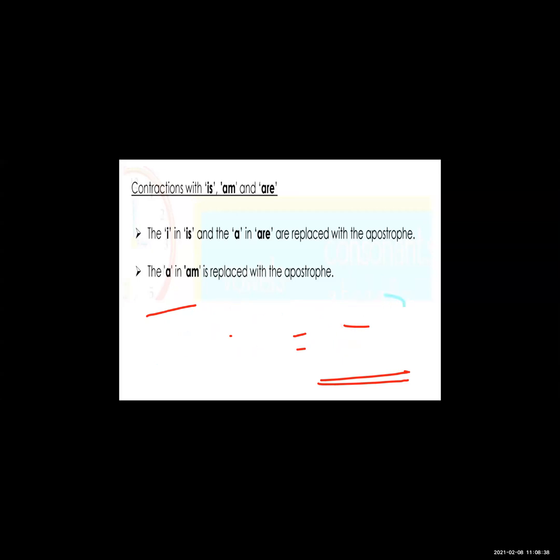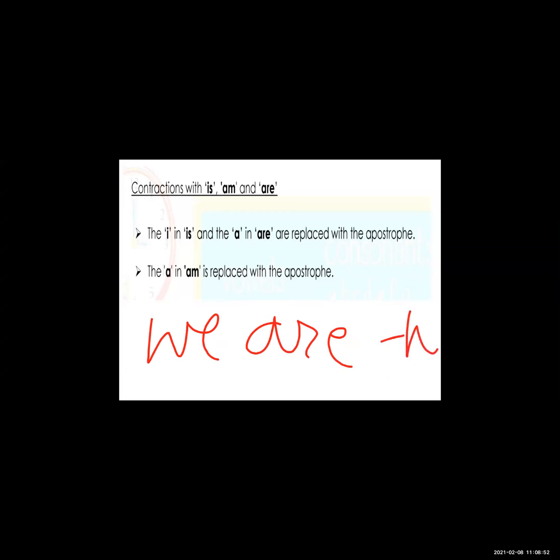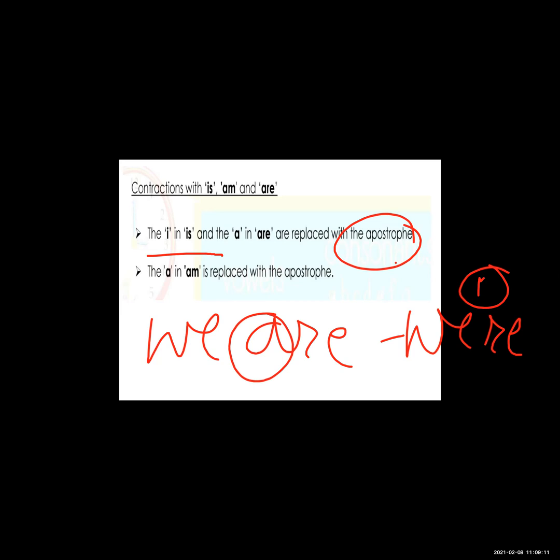Now see the second example, of are. We are. How will we write this in short form? We, then apostrophe, then re. So what do we replace? This A we replaced with the apostrophe. So what is the rule? The I in is and the A in are are replaced with the apostrophe. Now the A in am is replaced with the apostrophe. See here, I am.